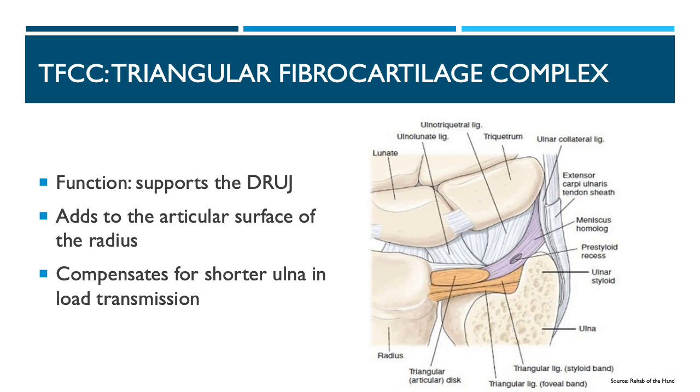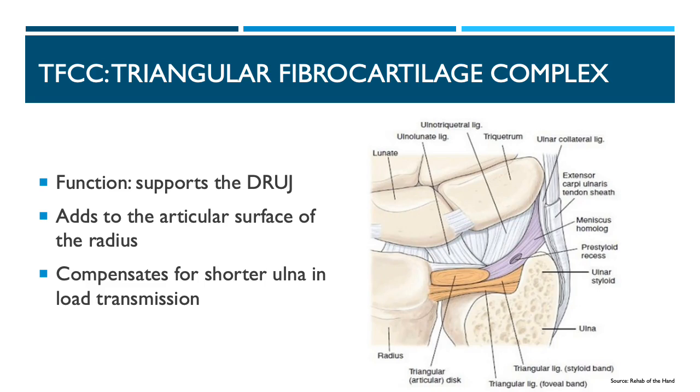So the TFCC, this one's a mouthful too, the triangular fibrocartilaginous complex. The TFCC functions to support the DRUJ, so our distal radial ulnar joint. It also adds to the articular surface of the radius a little bit, and it compensates for a shorter ulna and load transmission. The central portion of the TFCC, that articular disc, is pretty thin, and it doesn't have a great blood supply. The peripheral portion of the TFCC is pretty well vascularized.